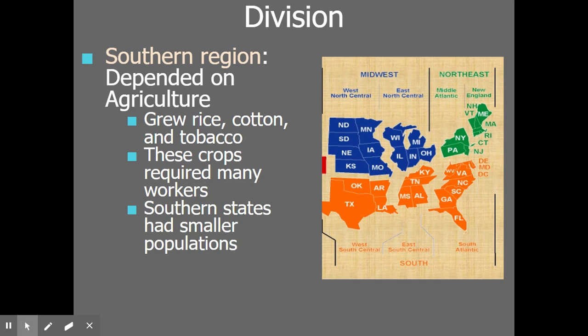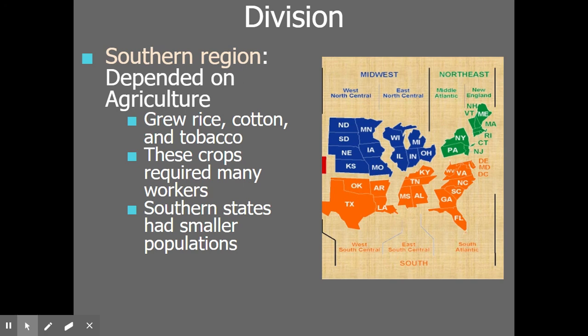Now, another interesting factor here is that the southern states had smaller populations. When you think about it, you have to own a whole lot of land in order to farm and really make a profit. And when you own a whole lot of land, your neighbors are not going to be really close to you. If you own 2,000 acres and your house is right in the middle of it, you don't have any close neighbors. They're going to be 1,000 or so acres away.